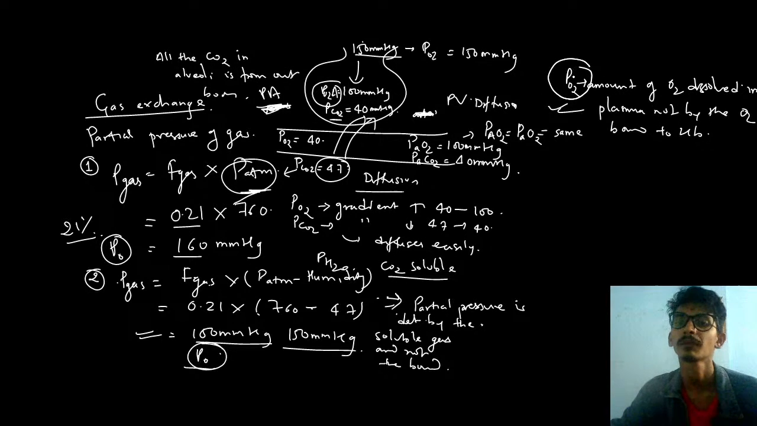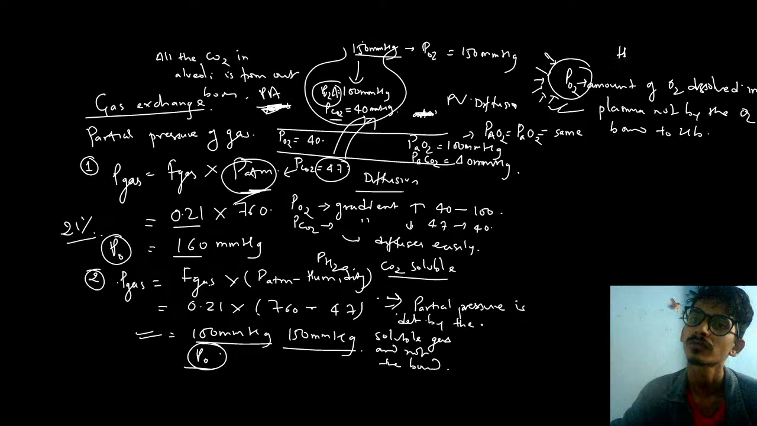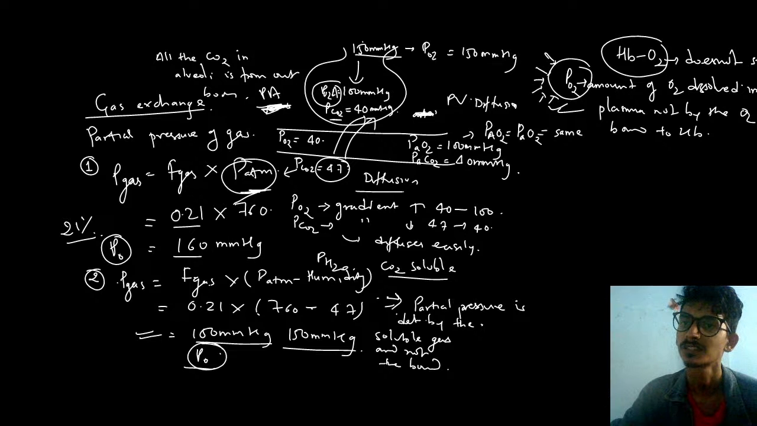So if I want to maintain a partial pressure of oxygen, the main factor is the amount of gas dissolved. Okay, amount of gas dissolved. So this also means that the amount of oxygen bound to hemoglobin does not significantly affect the partial pressure. Okay. This concept.